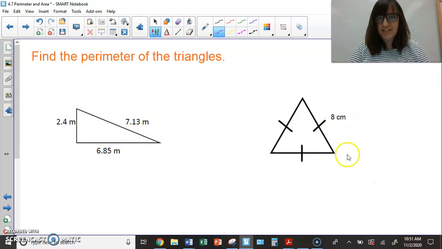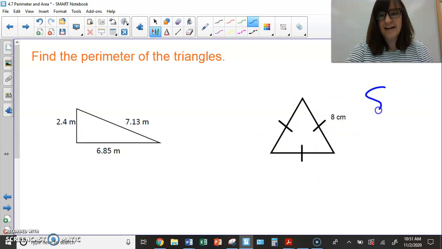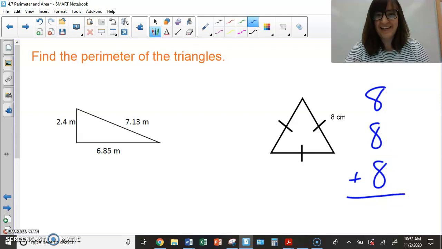You can still find the perimeter of this shape. This triangle right here is an equilateral triangle. You hear that word equal, that means all the sides are equal. So for this triangle, I would add 8 3 times, okay? Or I can say 8 times 3, okay? And we know that equals 24.